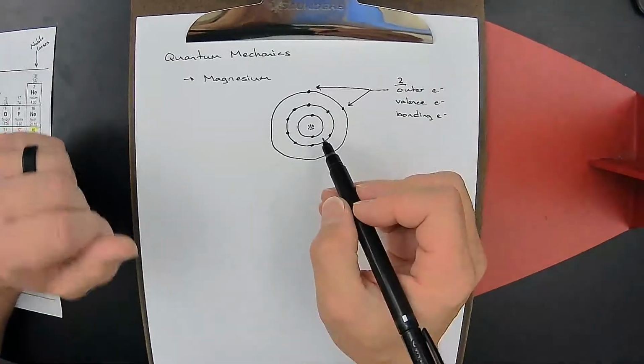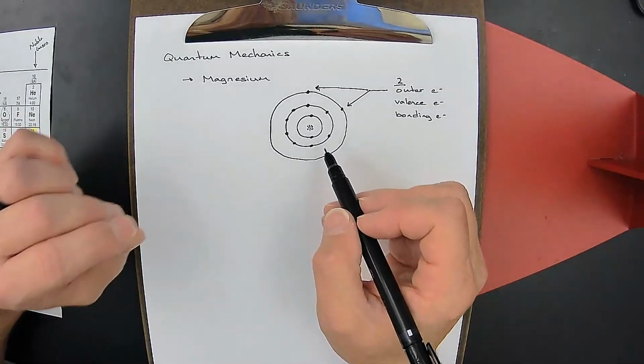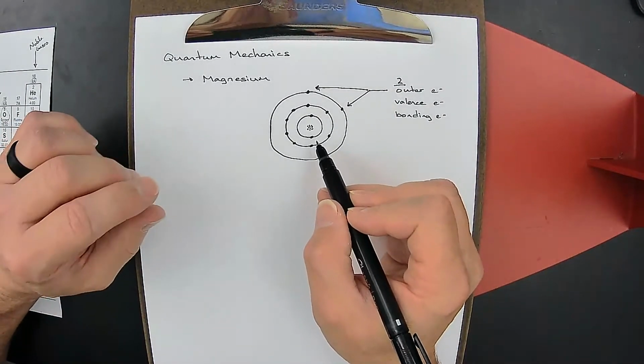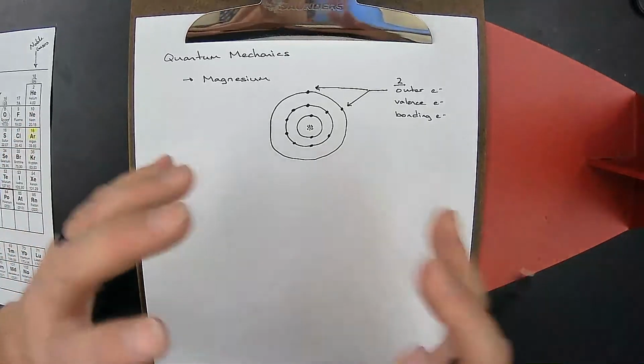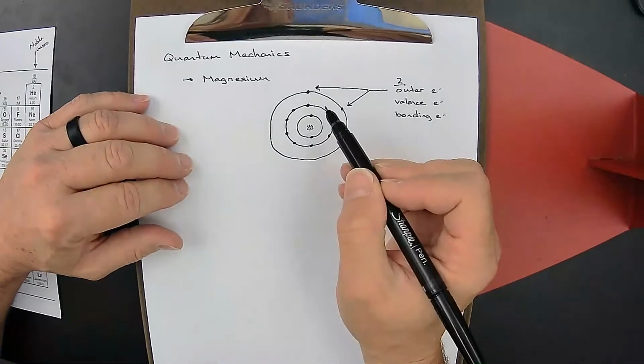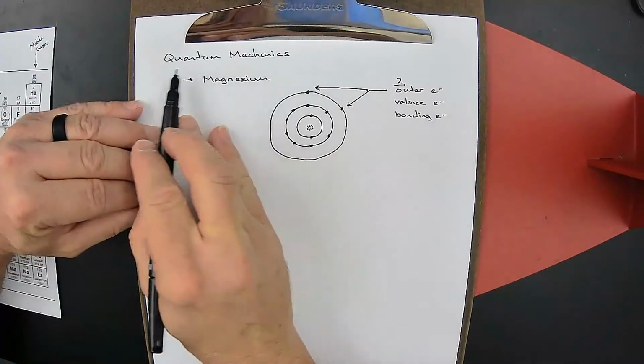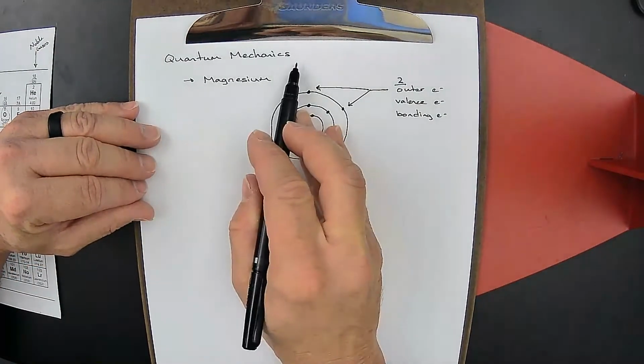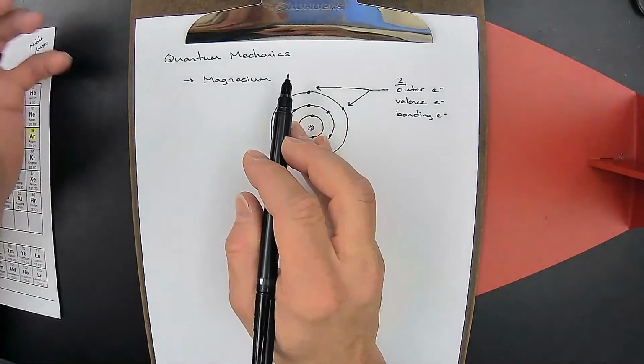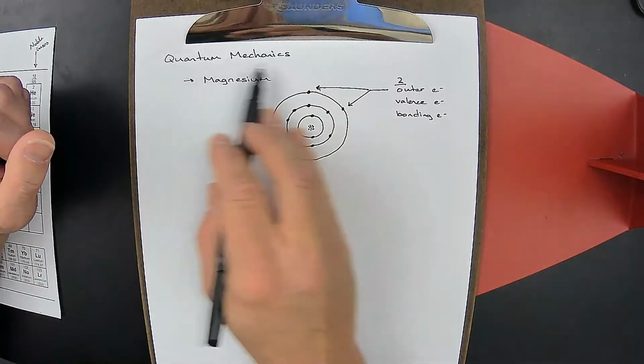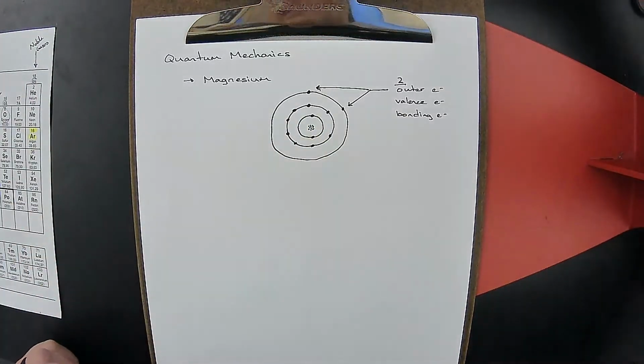This is a great tool. It's a great method to get a simple idea of the structure of the atom before moving into what the atom actually looks like. And that is called quantum mechanics.